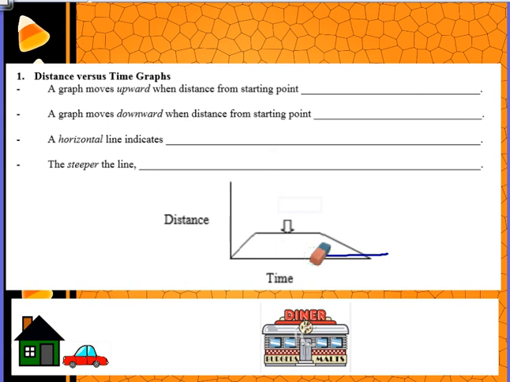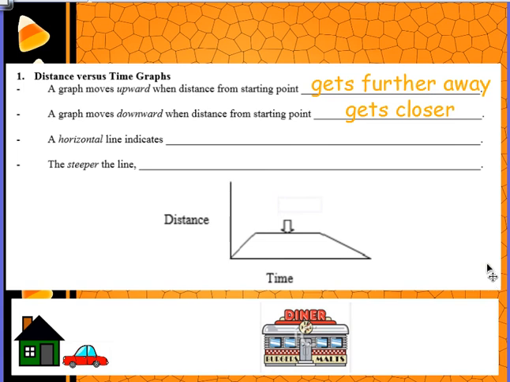A graph moves upward when the distance from the starting point increases. So, as time goes on, and the graph is moving upward, your distance is getting further away from your starting point. A graph moves downward when the distance from the starting point decreases. So over here, as time is going on and the line is going down, that means your distance is getting less, which means you are getting closer to the starting point.